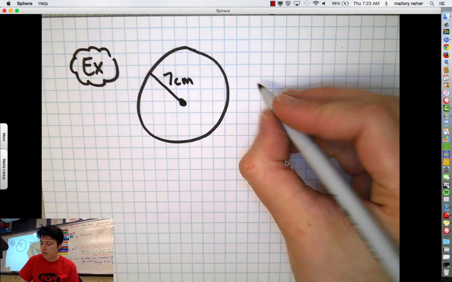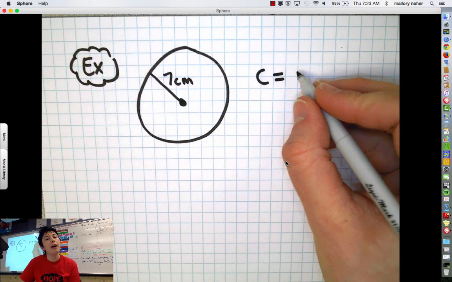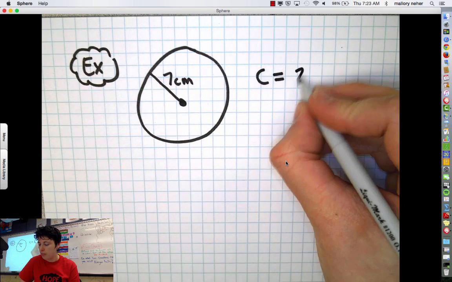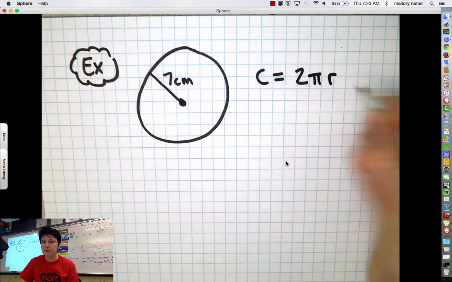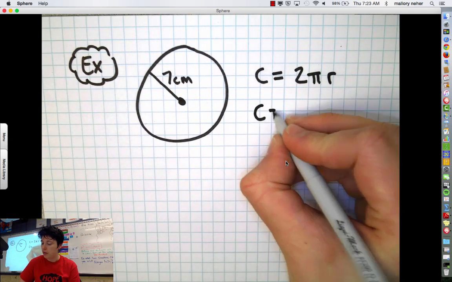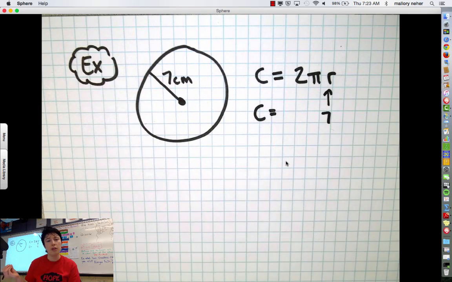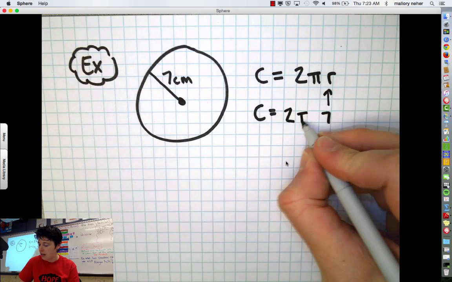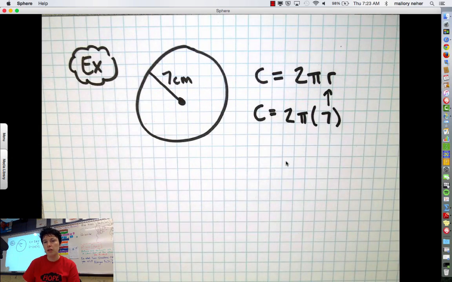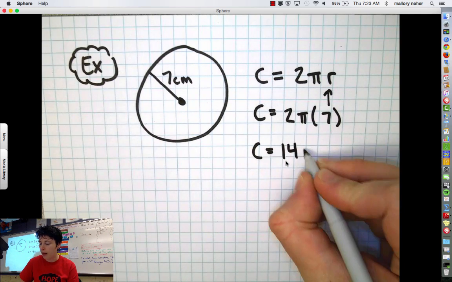So I'm going to write down the formula. Circumference equals, I can write diameter times pi, or I can write 2 pi r. Either formula works. And I'm going to substitute in what I know. So I know r this time. I know my radius is 7 centimeters, because that was the given information. So now it's 2 pi times 7 centimeters. Well, 2 times 7 is 14, so this is 14 pi.